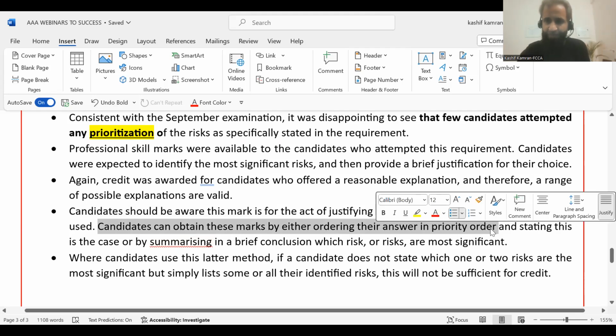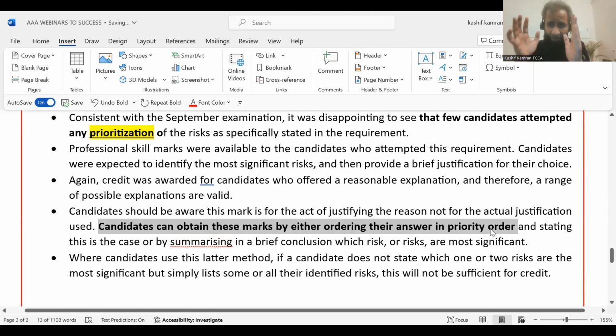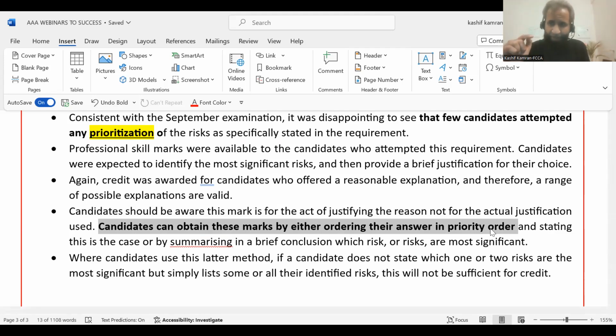Have I given you that example? So either you can just arrange the risks in priority order from 6 to 4 to 3.9 or 3.8, arranging them in order. Candidates can obtain these marks by either ordering their answer in priority order, the easiest thing to be done in the exam, and stating this is the case for summarizing in a brief conclusion.